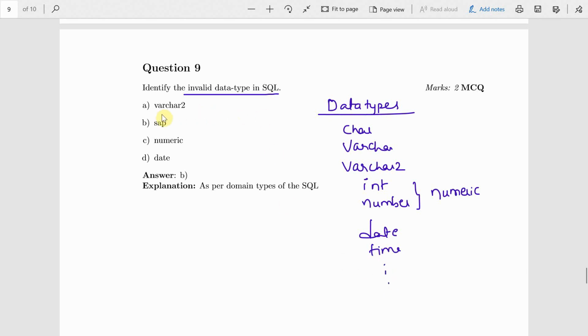Now the question is the invalid data type. Varchar2 is a valid data type, numeric types we have, date types we have. But here you observe SAP is given, which does not belong to any data type of SQL. So these are valid data types, and the invalid data type is SAP. So the answer for this question is option B.